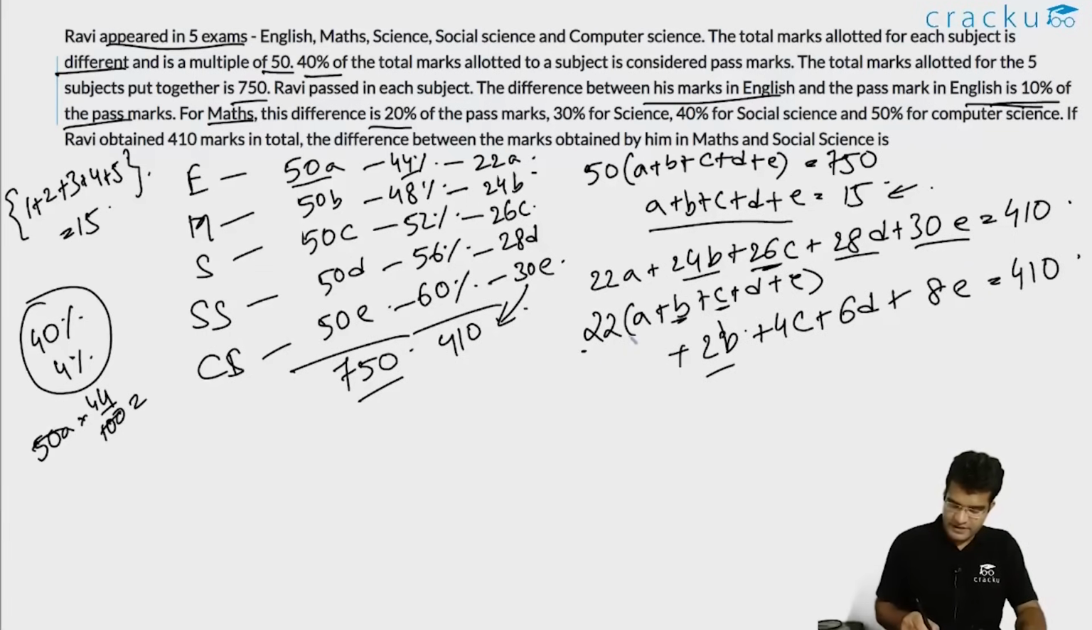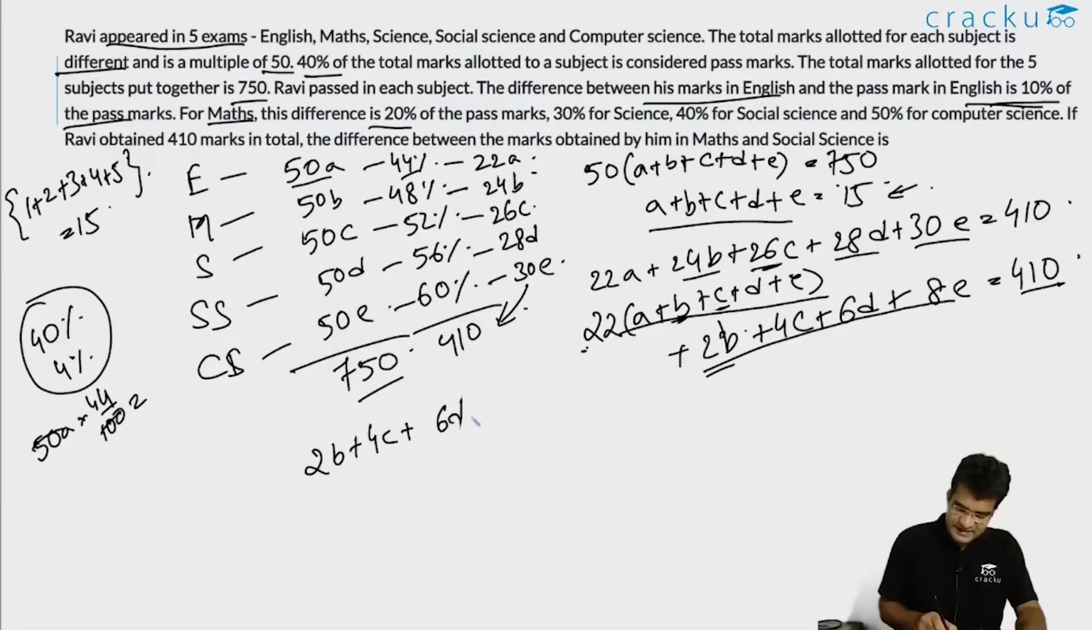But again we know that A plus B plus C plus D plus E is equal to 15. So 22 into 15 is 330. So 2B plus 4C plus 6D plus 8E is equal to 410 minus 330. Or 2B plus 4C plus 6D plus 8E is equal to 410 minus 22 into 15. 22 into 15 is 330. So this will equal 80. We can divide the entire equation by 2 because all the coefficients are multiples of 2. So B plus 2C plus 3D plus 4E is equal to 40.